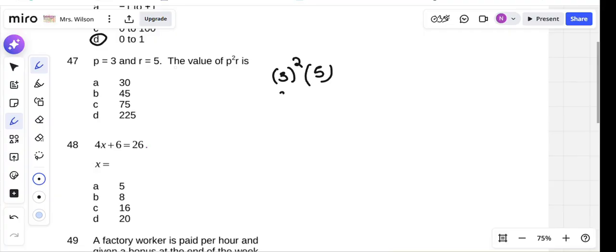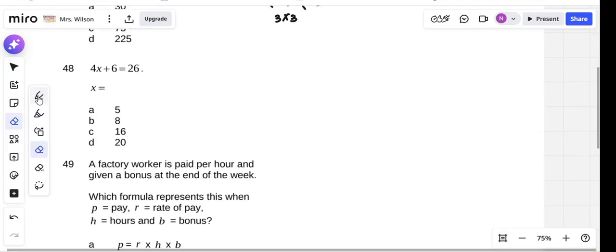So 3 squared is the same as 3 times 3. So that's going to be equal to 9 times 5, which is equal to 45. So the answer for question 47 is 45.